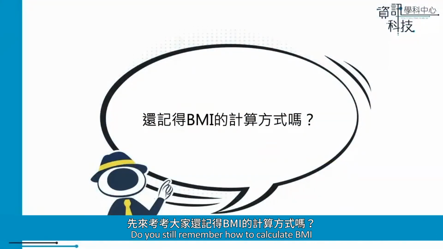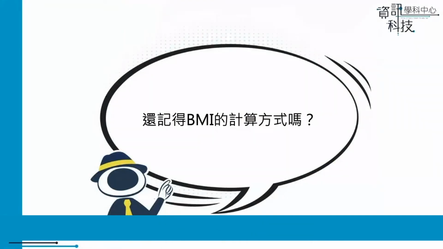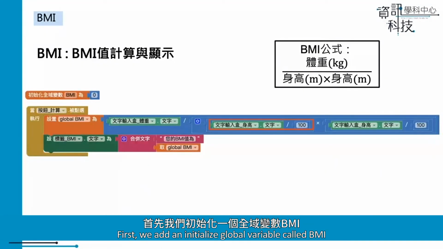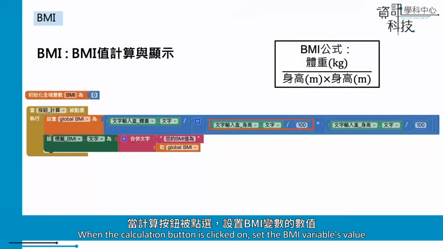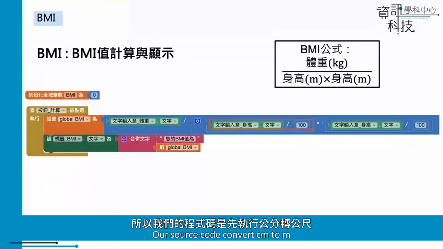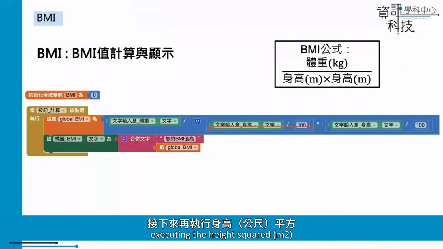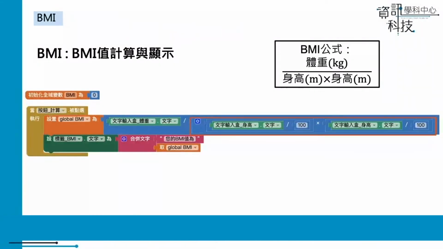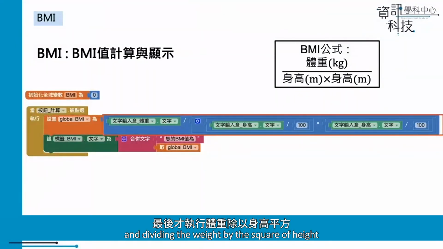Do you still remember how to calculate BMI? First, we add an initialized global variable called BMI. When the calculation button is clicked on, set the BMI variable's value. Do you remember the BMI equation? Dividing the weight by square of height. Note that the height is measured in meters. Our source code converts centimeters to meters by dividing the height by 100 before executing the height squared and dividing the weight by the square of height.